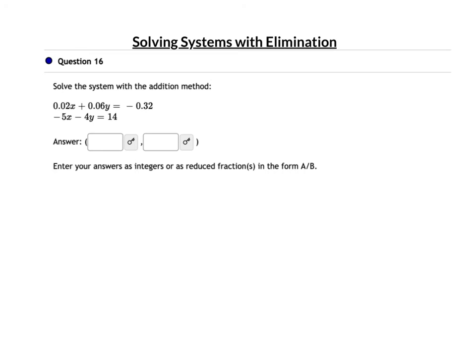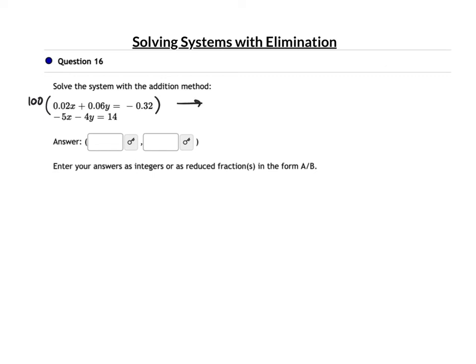Note the instructions on this one. Solve the system by the addition method. So that just means elimination. Again, we're going to make a pair of opposites and add the two equations. This one has decimals. First thing I would do is eliminate the decimals. To eliminate them, multiply by a power of 10. You need to eliminate the decimals, which in this case is 100. I need to move the decimal 2 places. So I'm going to multiply by 100.